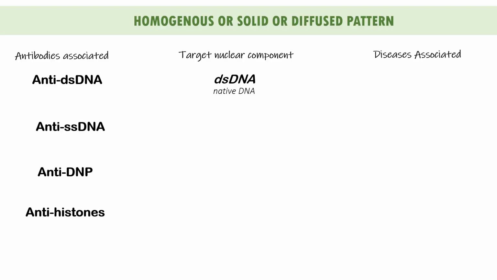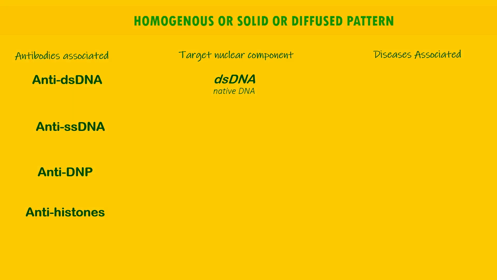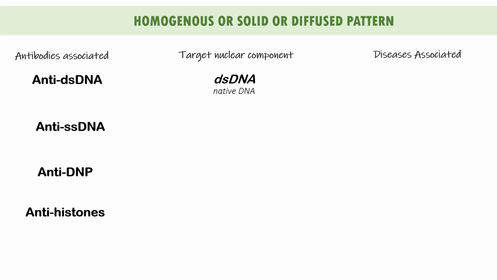Another particular characteristic of anti-dsDNA is that it is able to bind with the circular DNA found in the kinetoplast of a hemoflagellate called the Crithidia luciliae, which is why Crithidia luciliae immunofluorescence testing is considered as the gold standard for the specific identification of anti-dsDNA.